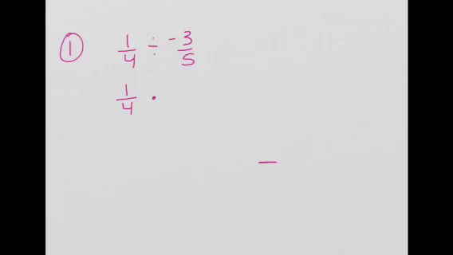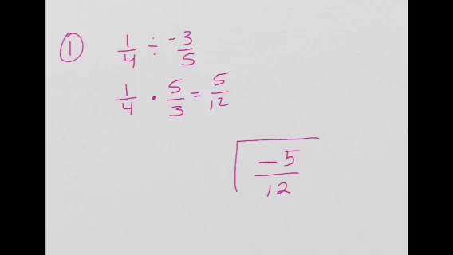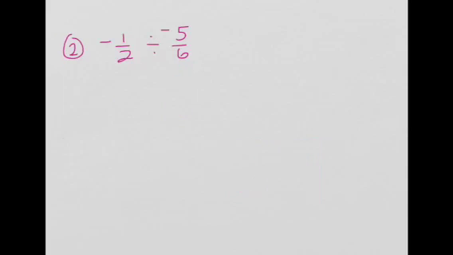So then you're going to flip it over. Notice that I am not going to include the sign because I've already figured out the sign. So I flip it over, multiply, so that's going to give me 5 over 12. I know that my sign is negative, so it's negative 5 over 12. And I want the negative in the numerator.